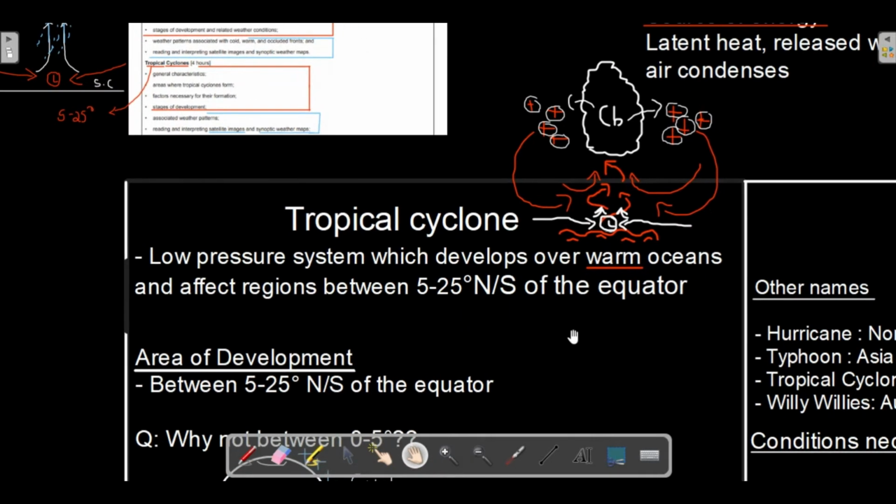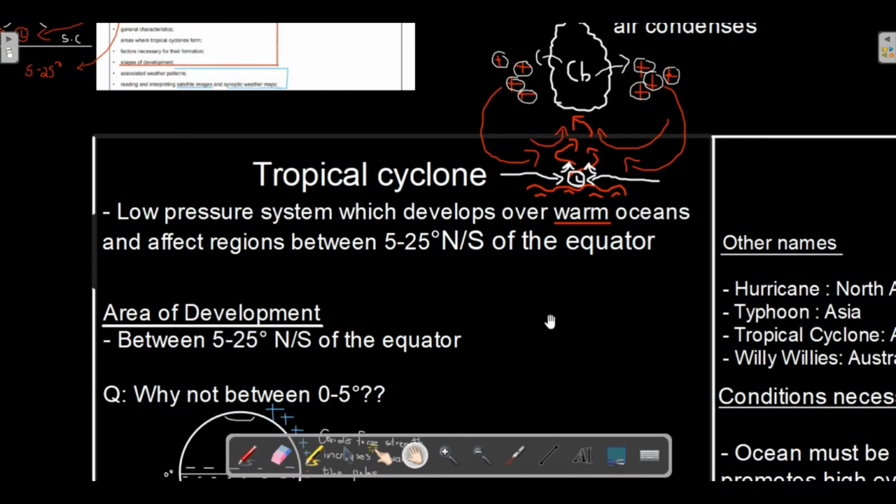As you can see, guys, this is again specific. Why does it develop in this particular region, and why does it develop over warm oceans? Why not over land? Why over oceans, and why do they have to be warm? All of those questions will be answered in this video, so stay tuned and enjoy it.